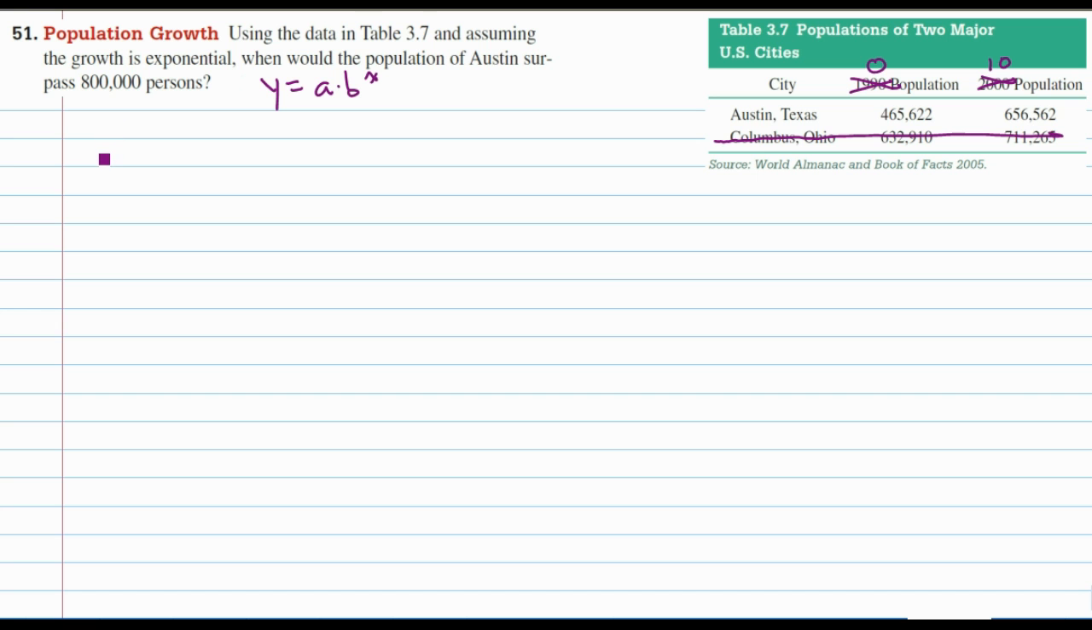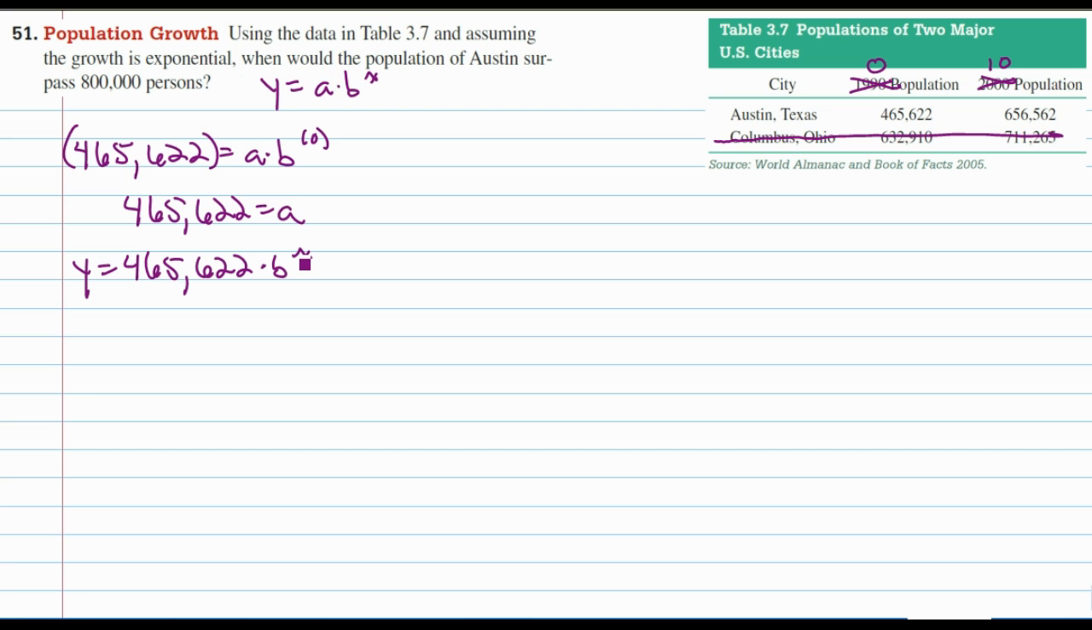Plugging in the initial value, 0 and 465,622. So I found out that my a value, to no surprise, was 465,622. Now I'm going to plug in the other point. After 10 years, the population was 656,562 to find the b value.